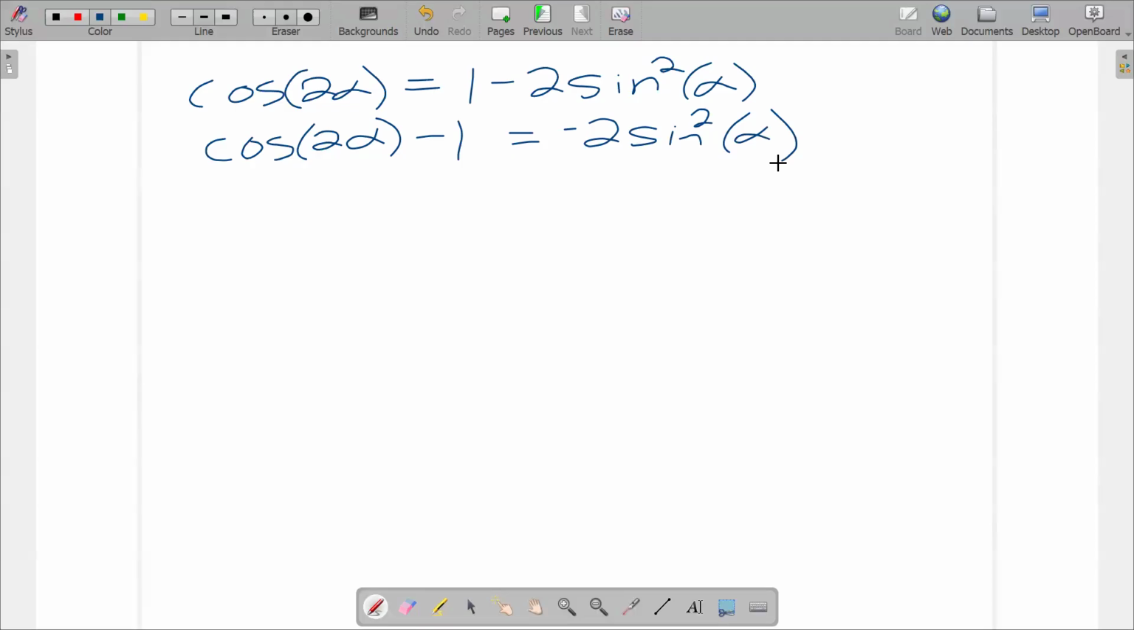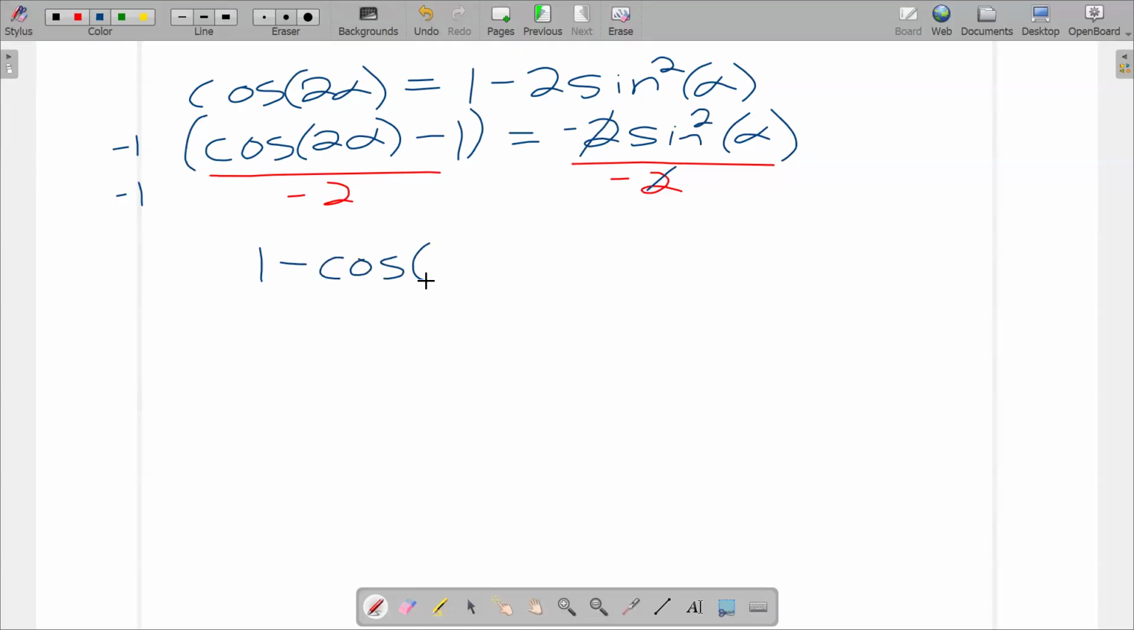And then I'm going to have to divide by a negative 2. To deal with the negative in the bottom, I'm just going to multiply that negative into the top. So I can multiply top and bottom by negative 1. That's just going to change the order of the subtraction in the top. So now I'm going to have 1 minus the cosine of 2 alpha over 2, and that's the same thing as the sine squared of alpha.